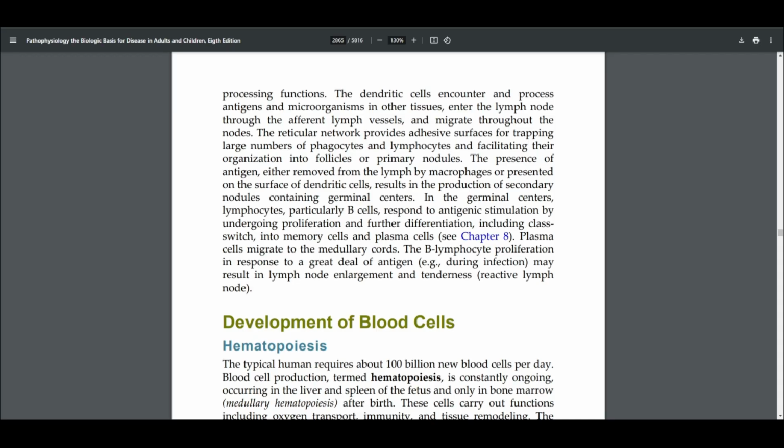The presence of antigen, either removed from the lymph by macrophages or presented on the surface of the dendritic cells, results in the production of secondary nodules containing germinal centers. In the germinal centers, lymphocytes, particularly B cells, respond to antigenic stimulation by undergoing proliferation and further differentiation, including class switch into memory cells and plasma cells. Plasma cells migrate to the medullary cords. The B lymphocyte proliferation in response to a great deal of antigen may result in lymph node enlargement and tenderness.